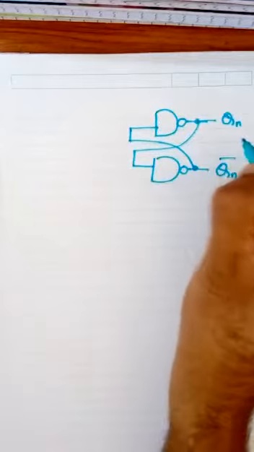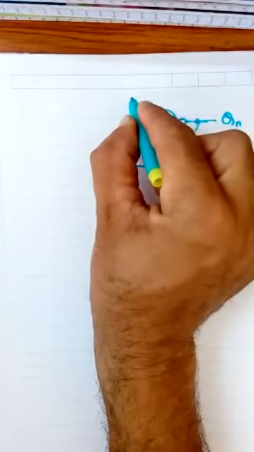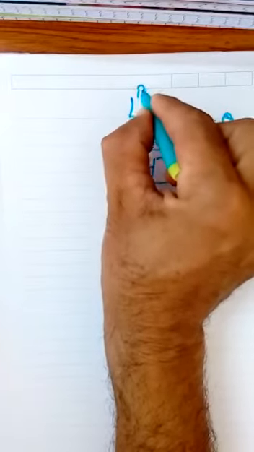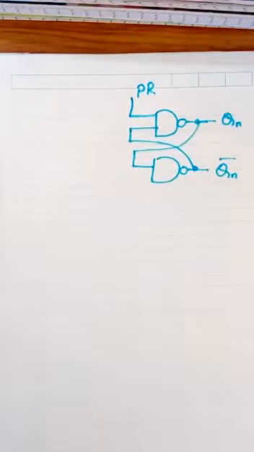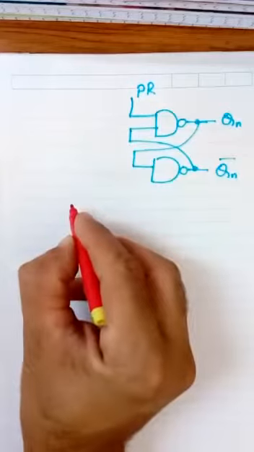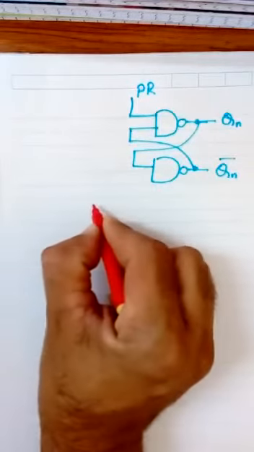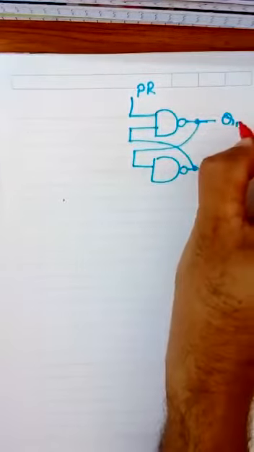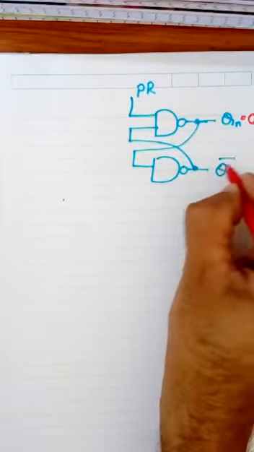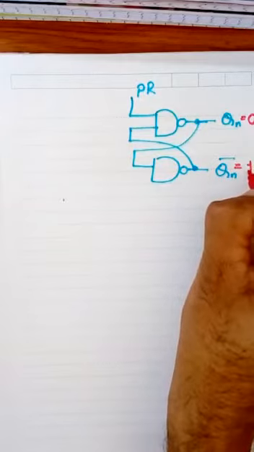suppose we add a pin at this point that is named as preset, that is PR, where PR stands for preset, and what will happen if we set PR equal to 1 or 0. Assume that Qn initially is equal to 0. It means this will be 1.